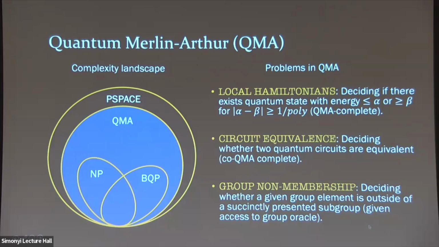Group non-membership, this is an interesting problem. So this is a black box problem, meaning that the verifier gets access to some black box, which performs the group multiplication of some exponentially large group. And the verifier here is given, let's say, a list of generators for a subgroup and an element. And it's asked to decide whether this element is in the subgroup or outside of it.